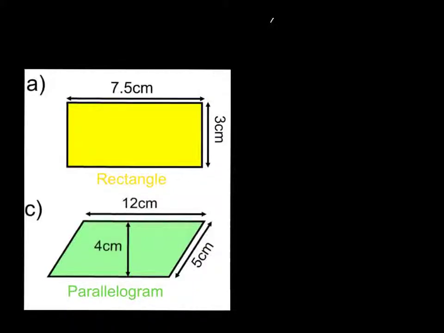In this video I'm going to show you how to get the area of different types of 2D shapes. Now for the first one we've got a rectangle, and the formula for the rectangle is quite simple. It's length times breadth. So in this case our length is this side right here, which is 7.5, and our breadth is this side right here, which is 3.